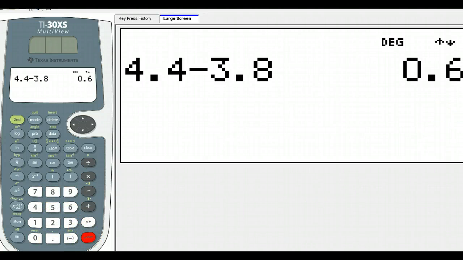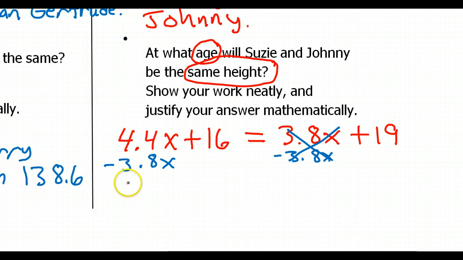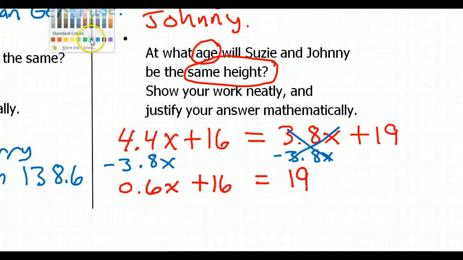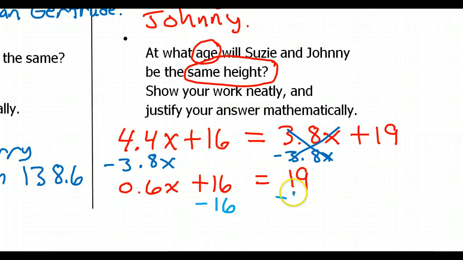Okay, that's 0.6. So what I have now is 0.6x plus 16 is equal to 19. Now I need to get x by itself, so let's subtract 16 from both sides like this. Okay, so that's going to give me 0.6x equals, alright, 19 minus 16, that's 3. So now I have 0.6x equals 3.